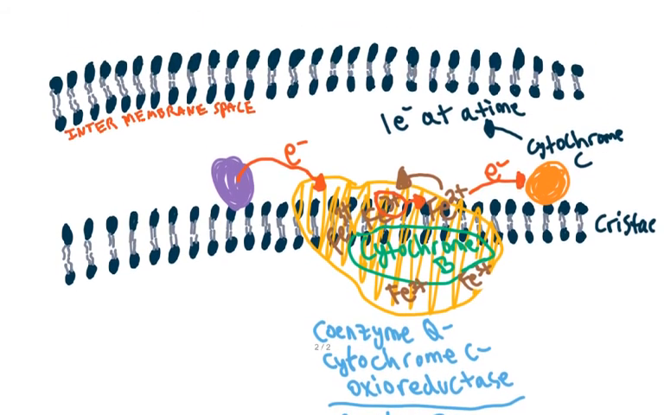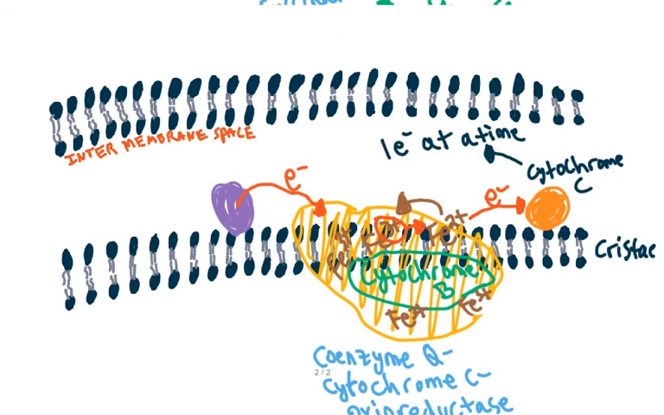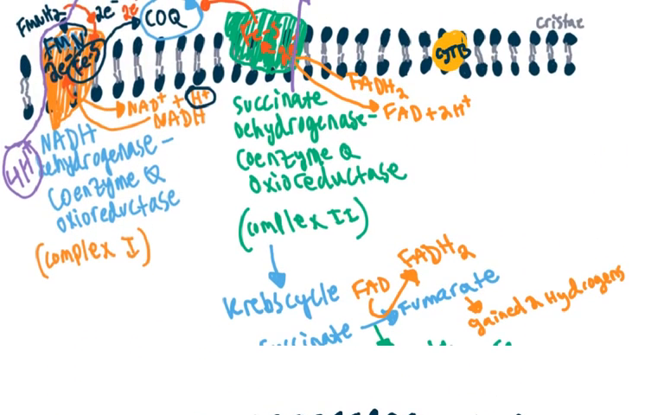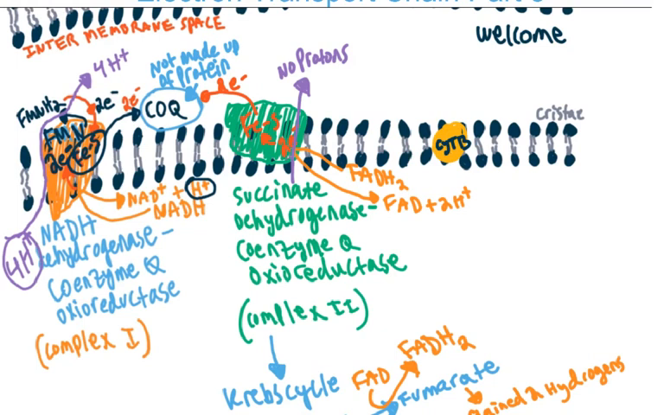All right, so let's do a quick review of what happened in complex 3, or coenzyme Q cytochrome C oxidoreductase. We have a cytochrome B complex here, and the cytochrome B complex has a lot of iron groups on it in the 3+ oxidation state. And our coenzyme Q, our ubiquinone right here, has its electrons previously from our NADH dehydrogenase coenzyme Q oxidoreductase and our succinate dehydrogenase coenzyme Q oxidoreductase, complex 1 and 2, right here. See, it got reduced. Coenzyme Q has those electrons.